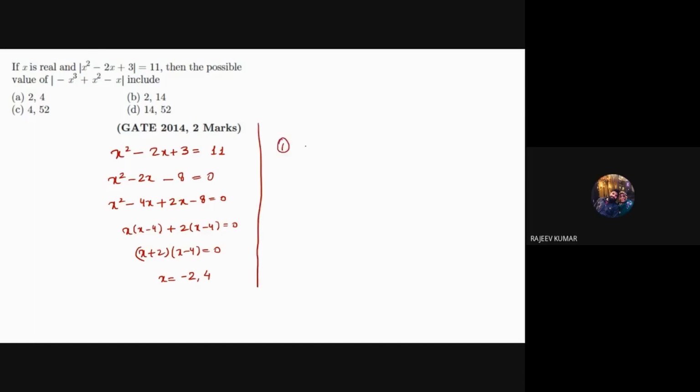So पहले मैं लिखूंगा x equals minus 2. So the value of mod of minus x cube plus x square minus x, इसका पूरा mod, will be equal to minus of minus 8 plus 4 minus minus 2. This will become 8 plus 4 plus 2, that is 14. So one of the values is 14. I am closest to my answer. ये दोनों option नहीं हो सकते.